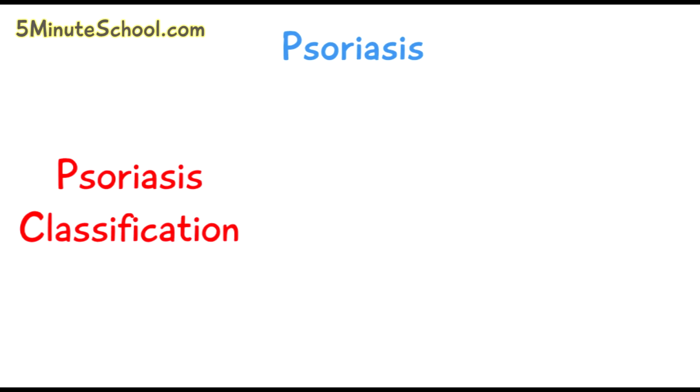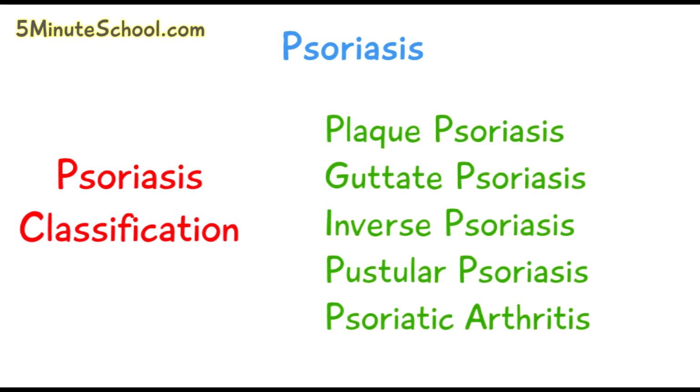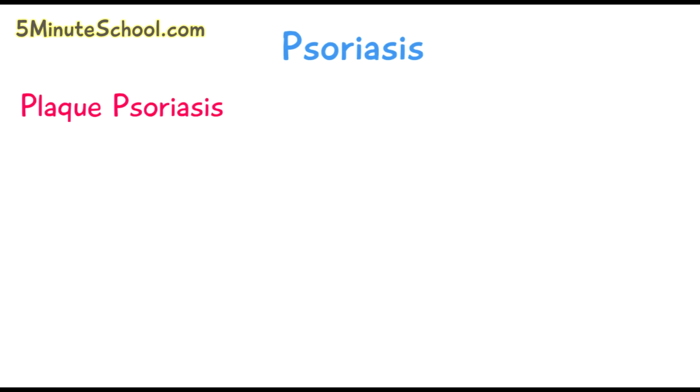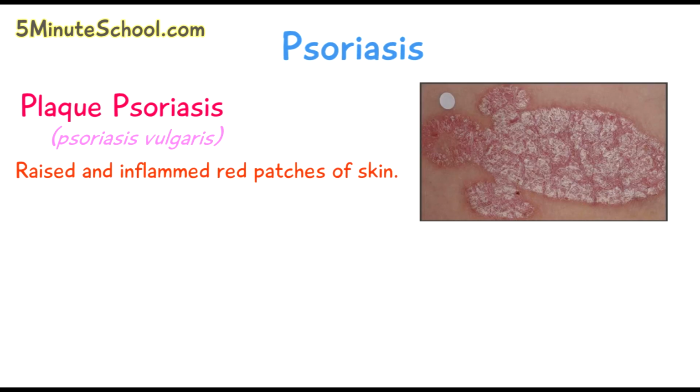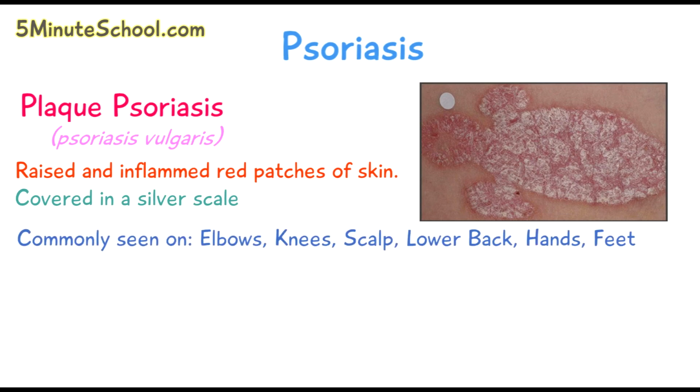So there are a few different types of psoriasis. We have plaque psoriasis, guttate psoriasis, inverse psoriasis, pustular psoriasis, and psoriatic arthritis. Plaque psoriasis is the most common form, and it's also known as psoriasis vulgaris. We have these raised and inflamed red patches of the skin, and they're covered in a silvery scale, and it's very commonly seen on the elbows, knees, scalp, lower back, hands and feet.